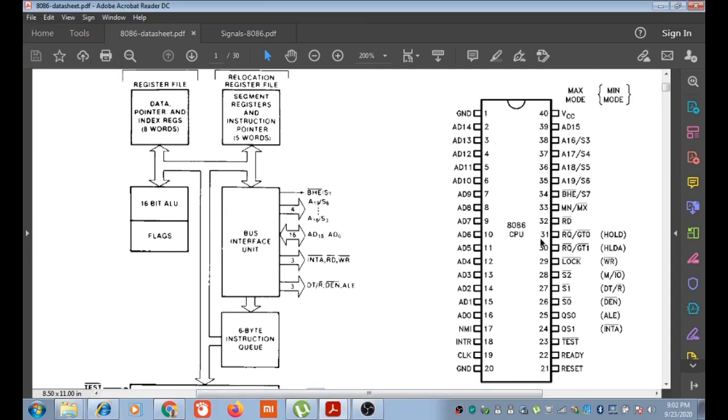Pin number 31 and 30, HOLD and HLDA. These two pins are related to DMA. HOLD is the DMA request. Any device can request for DMA through this pin. And these pins are coming under minimum mode. These are the functions of pin number 24 to 31 in minimum mode. HLDA is the DMA acknowledgement. It's an output signal sent by 8086.